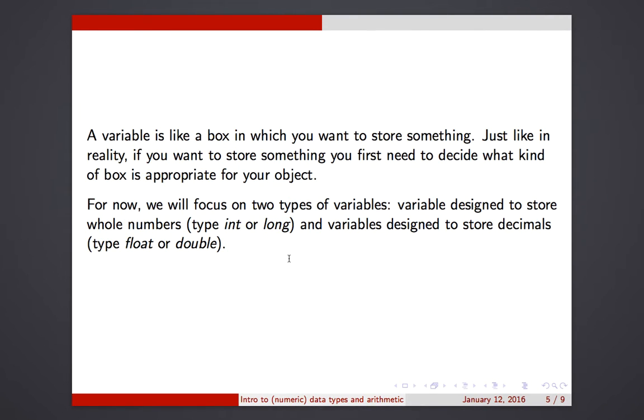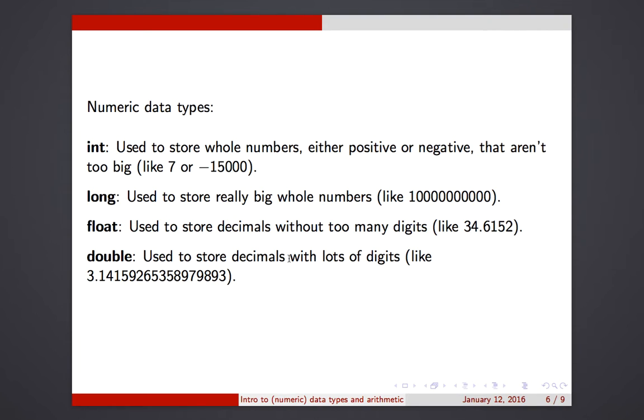Okay, so let me just summarize what these data types are. Data type int is short for integer, and is used to store whole numbers, either positive or negative, that aren't too big. So things like 7 or negative 15,000, those aren't too big. Data type long is used to store really big whole numbers, so 100 trillion or something. Data type float is used to store decimals without too many digits. This only has 6 digits. Data type double is used to store decimals with lots of digits. So this decimal right here has a lot of digits.